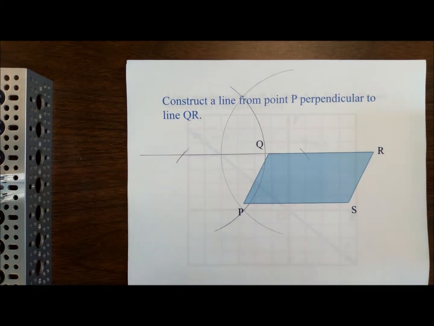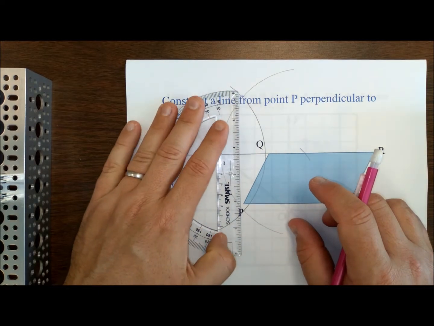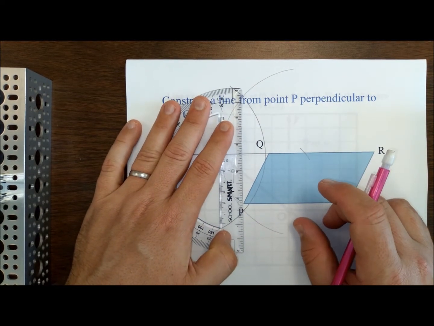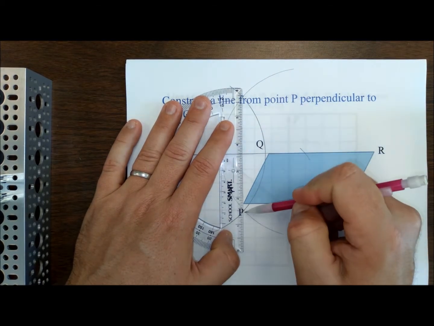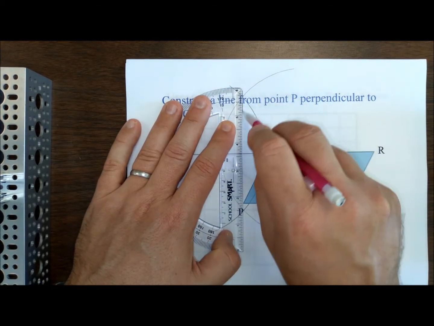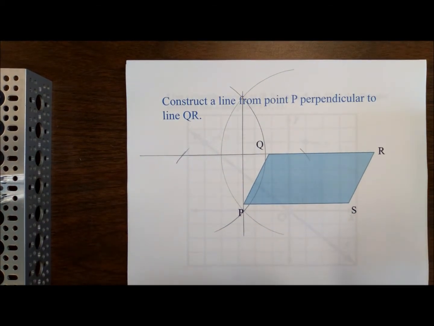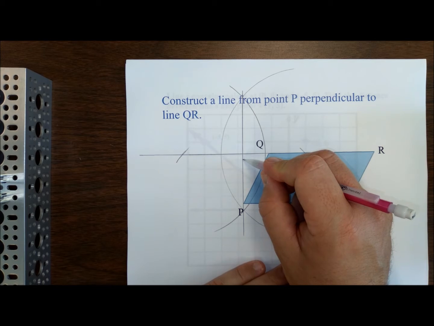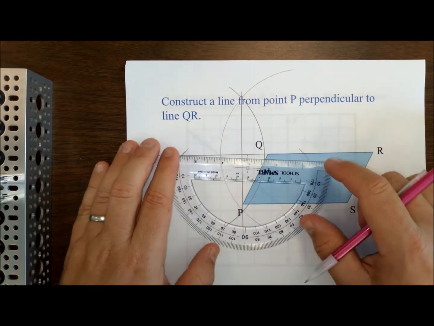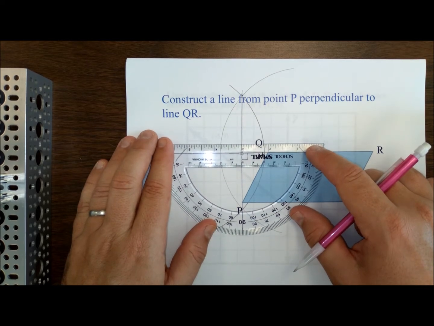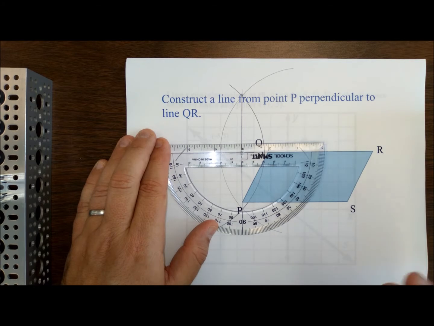Okay, and now these two points, if I connect them, will pass through P and will be perpendicular to QR. Where these arcs intersected, I can create this line that I know passes through P and is perpendicular to QR. And if you're curious and you want to check it with your protractor, you can do that. And you'll see here, wow, 90 degrees right on the button.